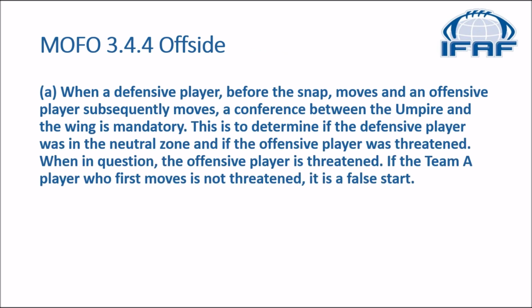In the MOFO, we go to 344 dealing with offsides. A, when a defensive player before the snap moves and an offensive player subsequently moves, a conference between the umpire and the wing is mandatory. This is to determine if the defensive player was in the neutral zone and if the offensive player was threatened. When in question, the offensive player is threatened. If the team A player who first moved is not threatened, it is a false start.